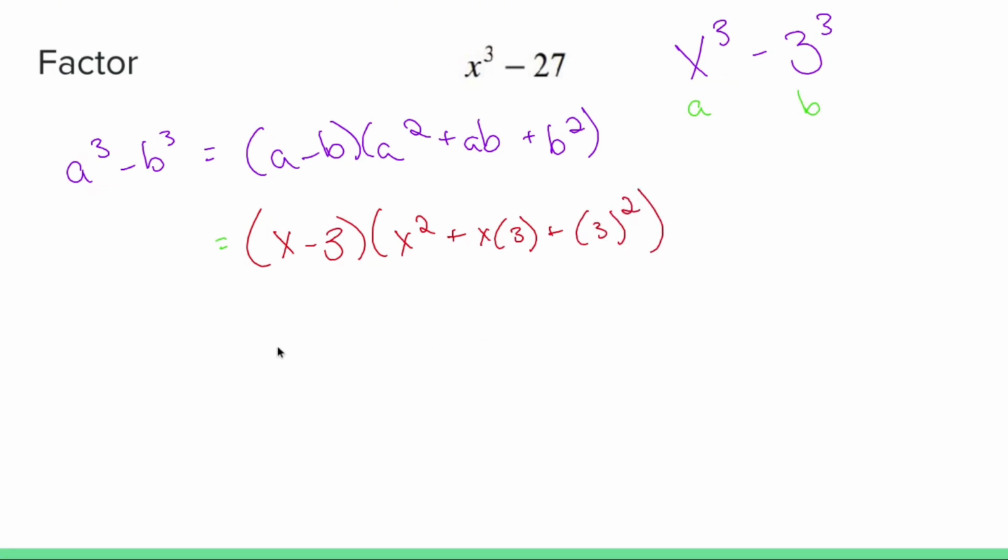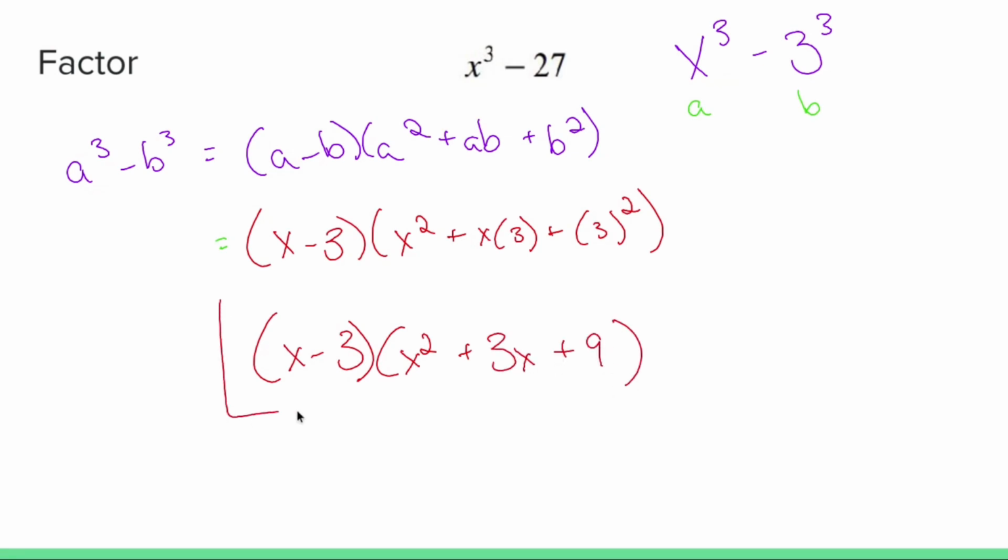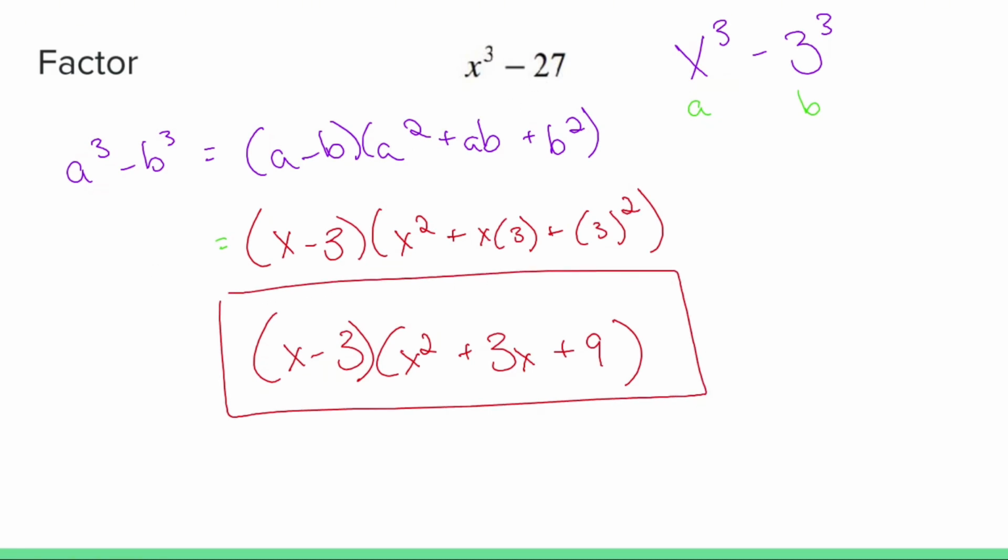Now let's clean that up. x minus 3 times x squared plus x times 3 is 3x plus 3 squared is 9. That is going to be your factored answer.